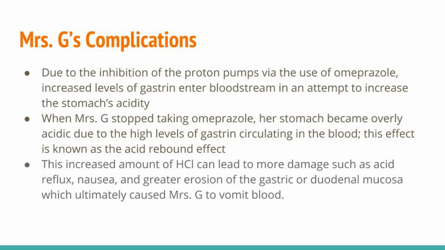Because of the increased level of gastrin hormone being released from the G cells, the ECL cells and parietal cells in the mucosa were increased in numbers, causing a rebound hyperacidity effect. This increased amount of hydrochloric acid can lead to more damage such as acid reflux and nausea. Because Miss G discontinued the use of omeprazole after using it for only a week, the body was not given enough time to fully clot the ulcer. This increased the level of hydrochloric acid found within the stomach, which led to the continuation of bleeding in the duodenum and eventually her vomiting blood.